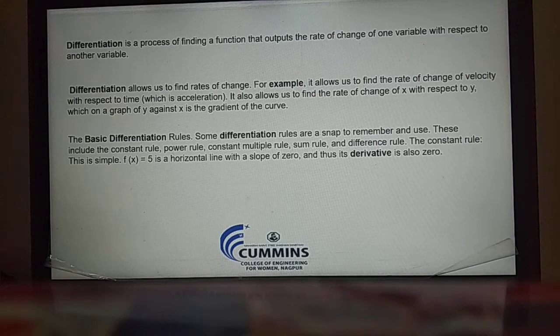The basic differentiation rules are simple to remember and use. These include the constant rule, power rule, constant multiple rule, sum rule and difference rule. The constant rule is simple. f of x equal to 5, because 5 is a constant, is a horizontal line with a slope of 0, and thus its derivative is also 0.